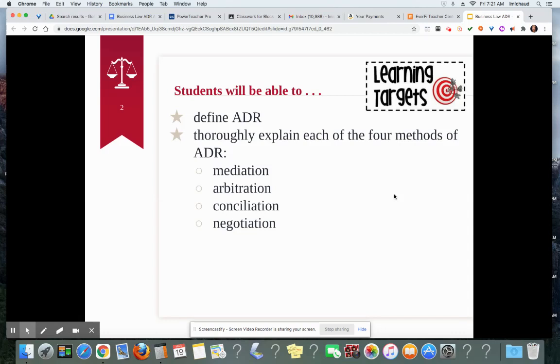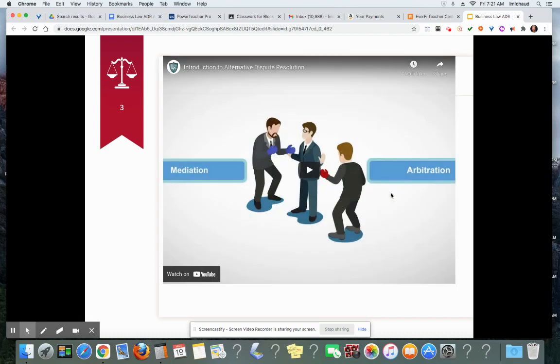Students will be able to define ADR and thoroughly explain each of the four methods of ADR, including mediation, arbitration, conciliation, and negotiation. Let's learn more about alternative dispute resolution.